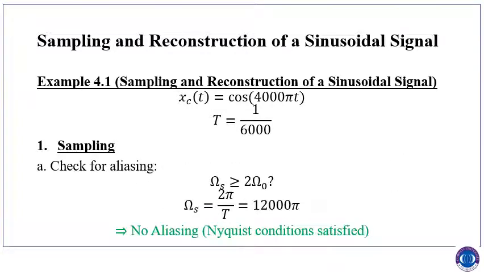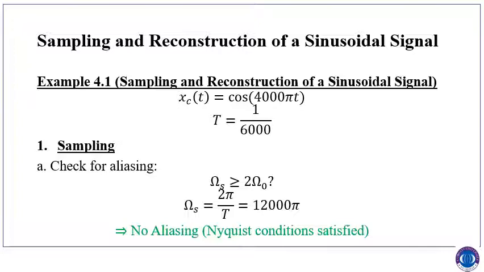The first thing that you need to do when sampling is to check for aliasing. We know how we can check for aliasing, using the condition omega s should be greater than twice omega naught. Omega naught is the Nyquist frequency or the maximum frequency of the signal. In this signal, the maximum frequency of the continuous time signal is 4000 pi. So we need omega s, that is the sampling frequency, to be greater than 8000 pi.